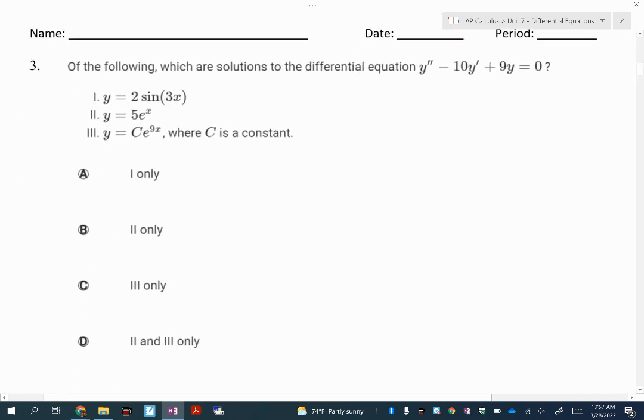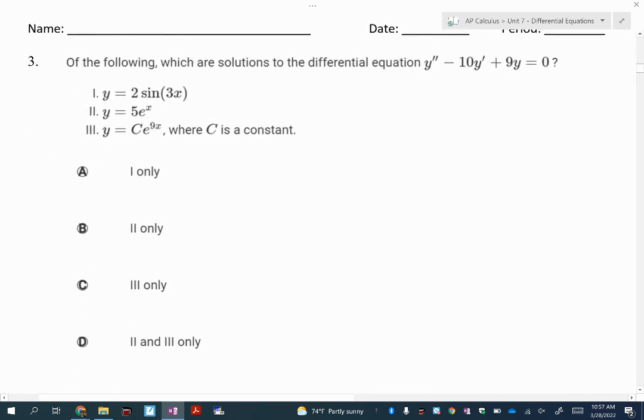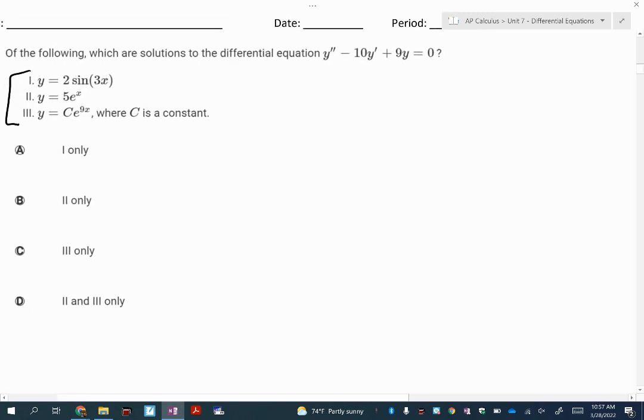It says, of the following, which are solutions to this differential equation? And you'll notice we have 3 options in our answer choices, and we're going to determine if one of these, 2 of these, or all 3 of these are going to make this differential equation equal to 0. All right, so I'm going to start with the first one.